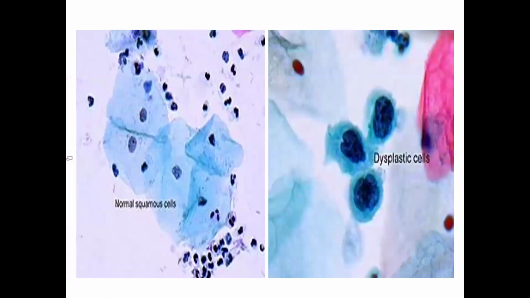So these are normal cells, and these are dysplastic cells. As you compare hyperchromatism, the nucleus is hyperpigmented. As you compare the size, this is your normal cell size. This is the normal cells. These are dysplastic, so basically they are smaller. But not all dysplastic cells are smaller; some of them are larger than the normal cell.